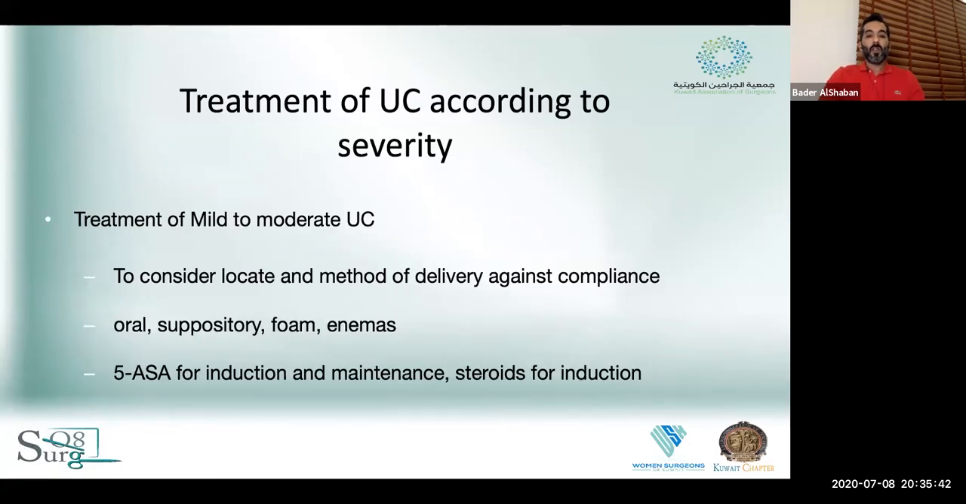Treatment of ulcerative colitis according to severity. Now that we're done with the different classes of drugs, we're going to treat them according to severity. When you have a patient that has mild to moderate UC, using sulfasalazine or mesalamine is a good option for induction and maintenance. Steroids may be used for induction as an alternative drug. The location or the spread of the UC will dictate the method of delivery and the optimal dose of delivery, whether it may be a foam or an enema, a suppository, or an oral formulary.